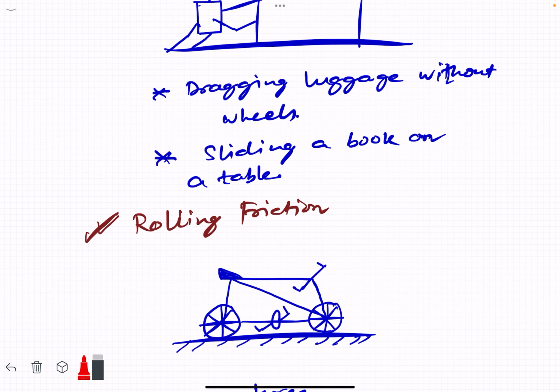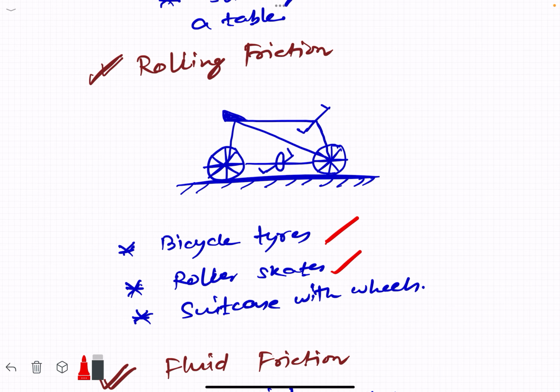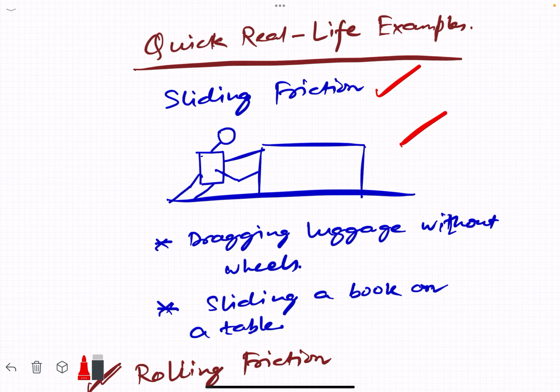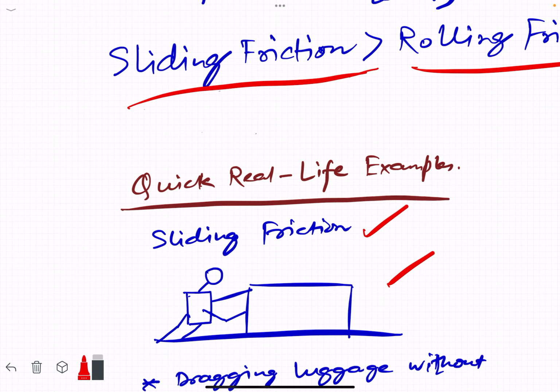And examples of rolling friction are bicycle tires, roller skates, suitcases with wheels. These are examples of rolling friction, in which sliding friction is greater than rolling friction. So it is easier to roll an object than to slide it.